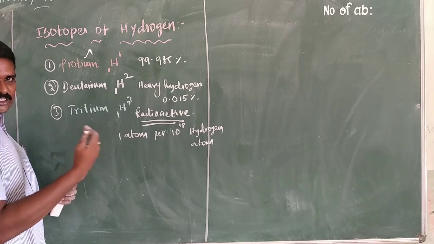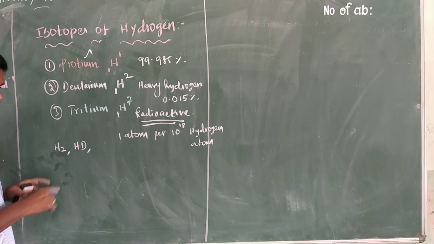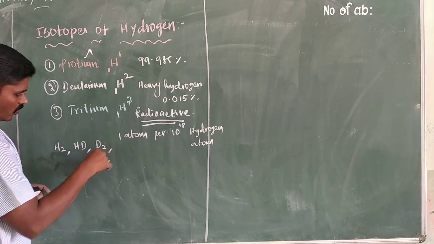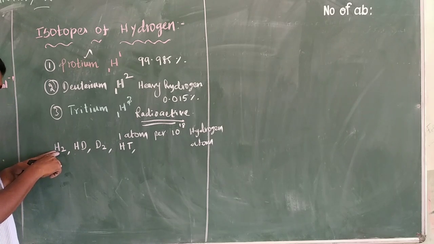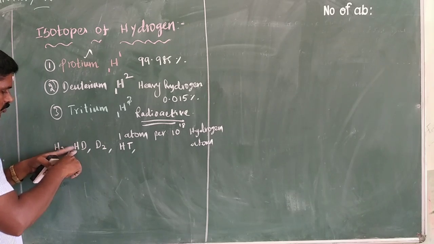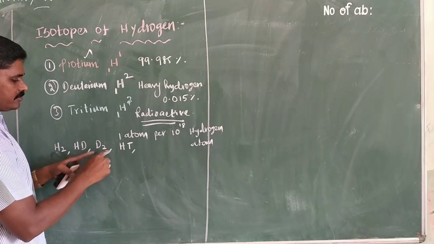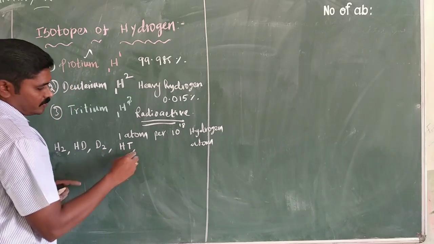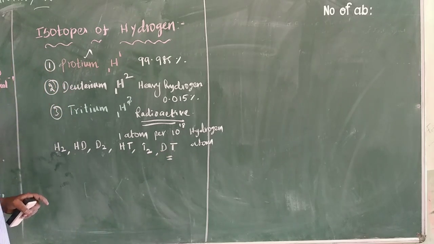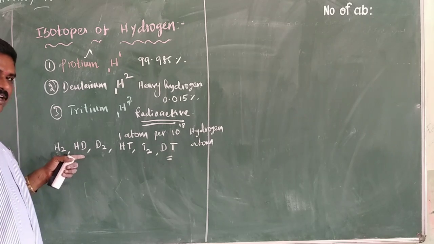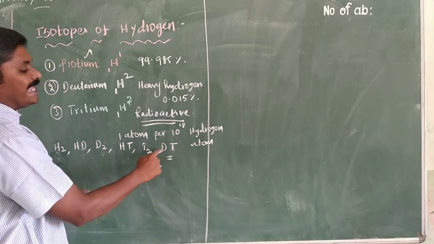In the atmosphere, hydrogen gas exists as H2, D2, HT and so on, since molecules are formed from two hydrogen atoms. One is protium, another is deuterium, so we have HD molecules, deuterium molecules, tritium molecules, and DT, deuterium and tritium. So naturally, atmospheric hydrogen gas exists as H2, HD, D2, HT, DT and T2.